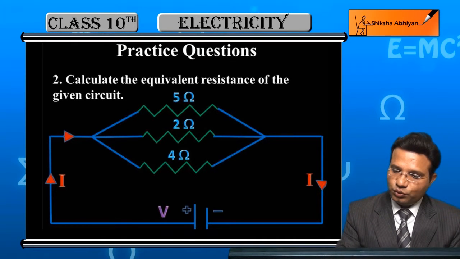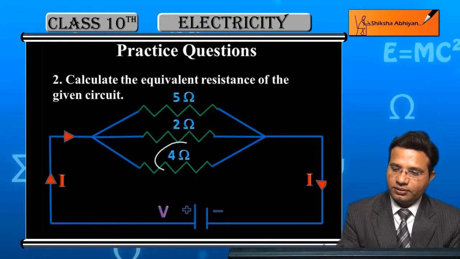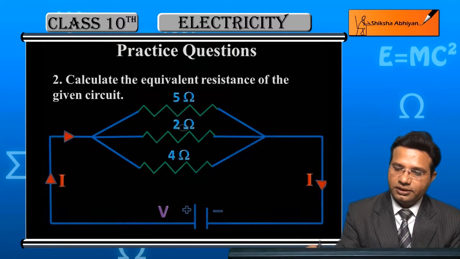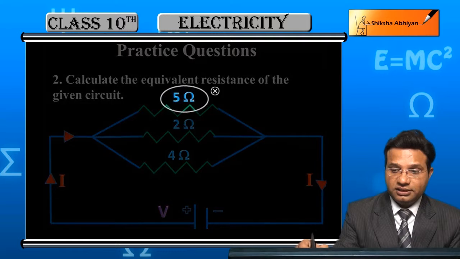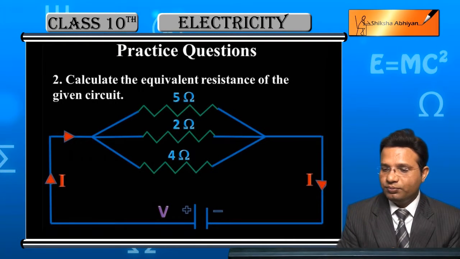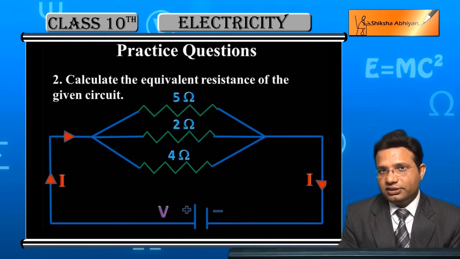One resistor is 4 ohm, second is 2 ohm, and third is 5 ohm. These are the three resistances or resistors with their resistance values. What can you observe? They are connected in series or parallel.